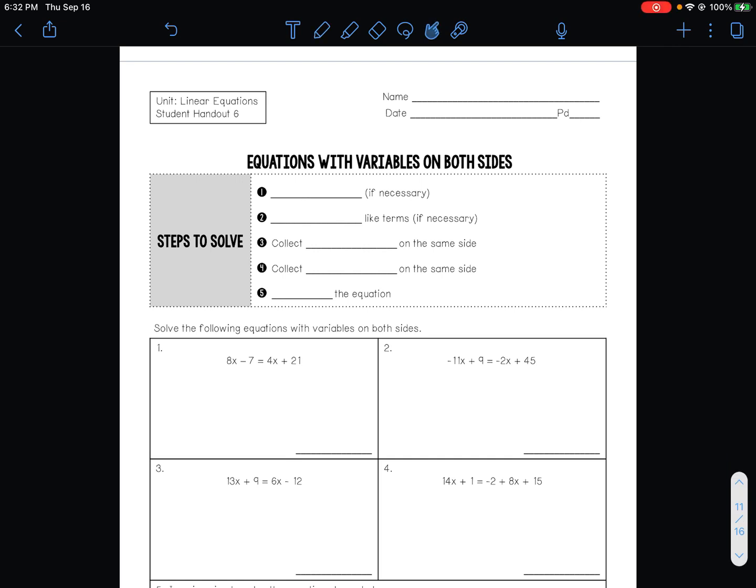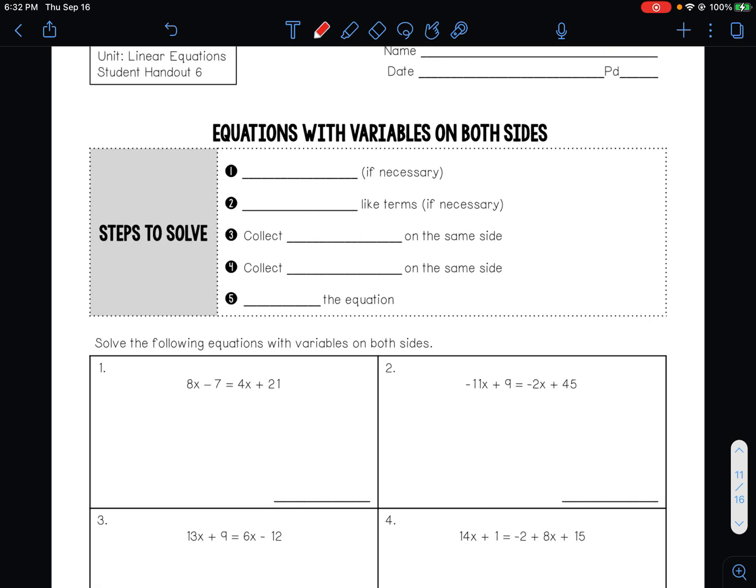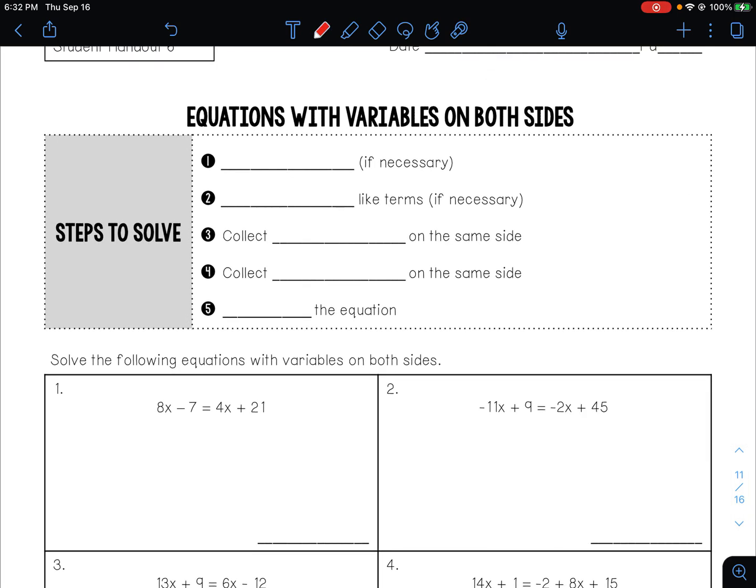In this video, we are going to cover equations with variables on both sides. So what kind of equation is that? Well, let's say I had a problem that looked like this: 5x equals, I don't know, 12. Now, that's a one-step equation.